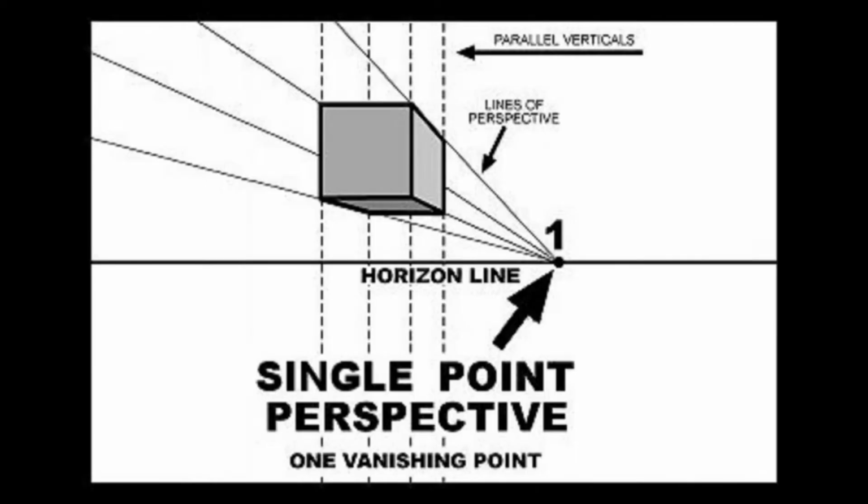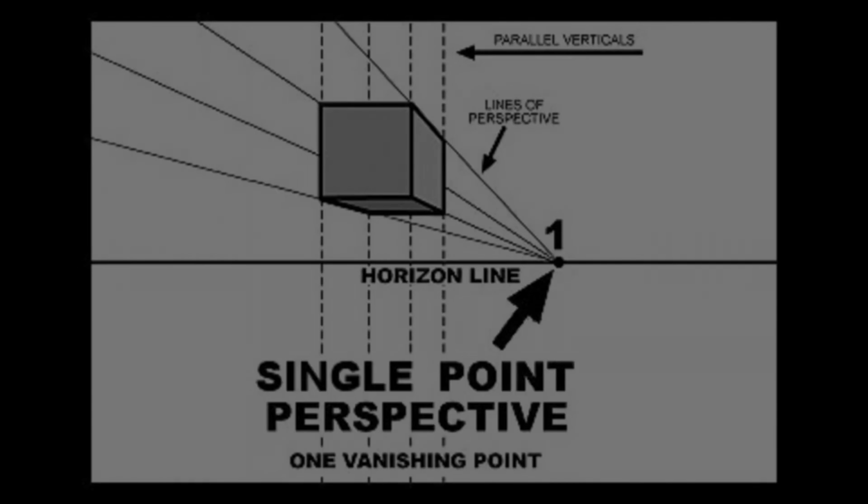In 1-point perspective, you are facing an object head on. So you're looking at the front face of it. When you're using 1-point perspective, you can just draw the front of the object. You can use horizontal lines, vertical lines, and then all the rest of the lines will recede towards one vanishing point, which is on the horizon.